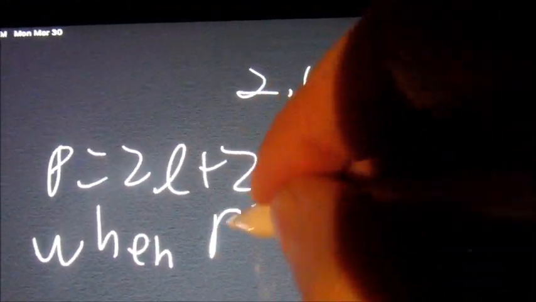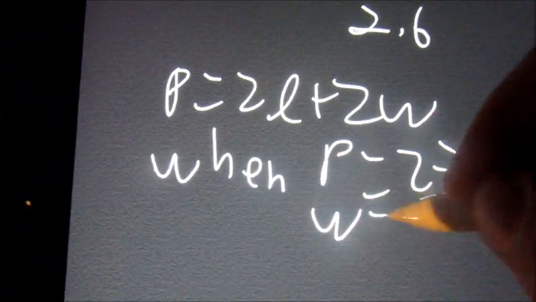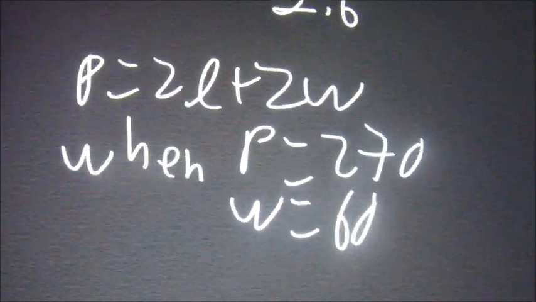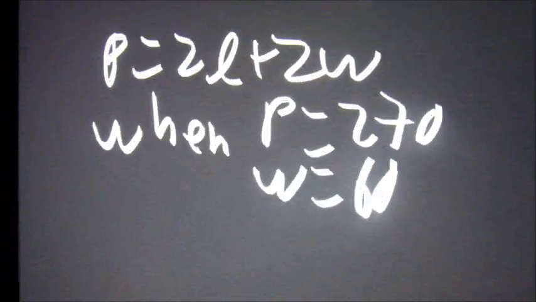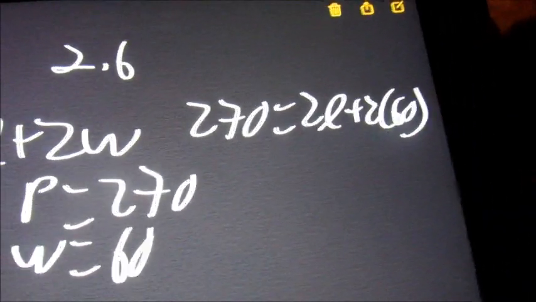given when P equals 270 and W equals 60. So we have to find what L is. So we just need to substitute our numbers in. We're going to have 270 equals 2L plus 2 times 60.